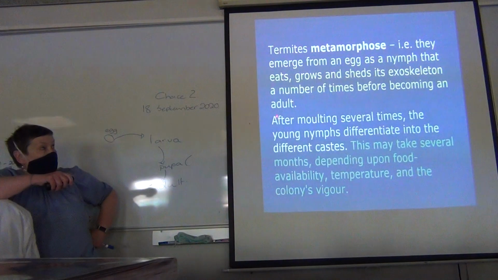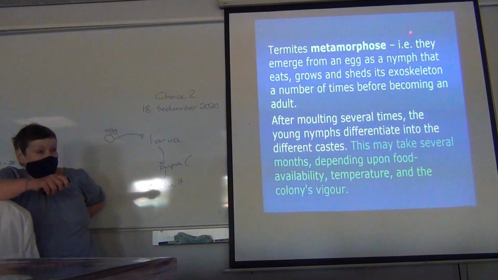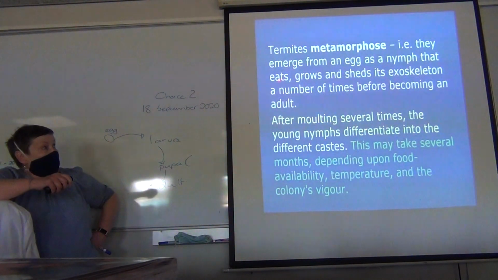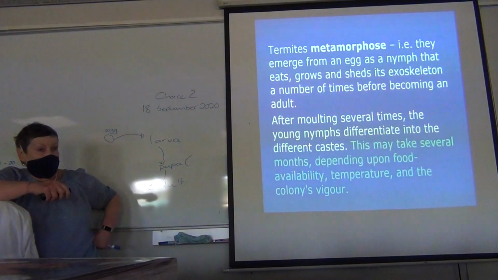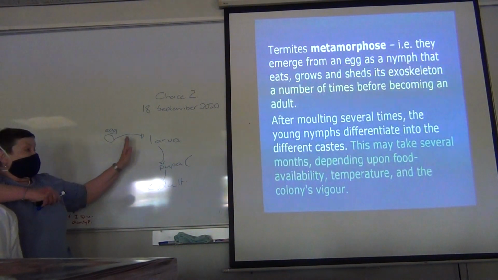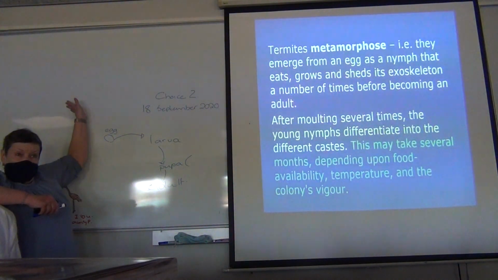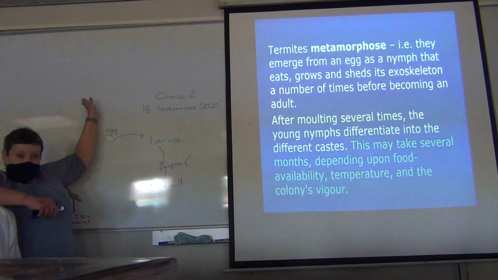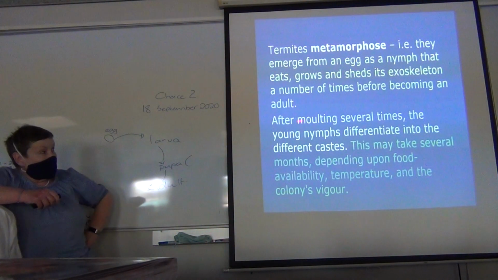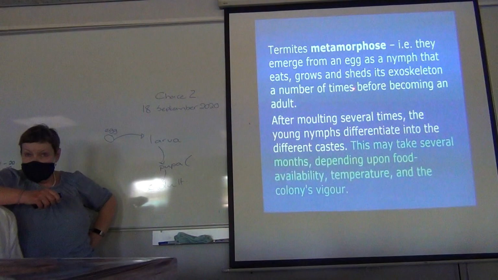Anyway, moving on. So termites undergo metamorphosis. They emerge from an egg as a nymph that eats and grows and eats and grows and sheds its exoskeleton a number of times before becoming an adult. So it doesn't do a pupa stage. It has the same kind of metamorphosis as a grasshopper does. You don't have to seriously worry about this.